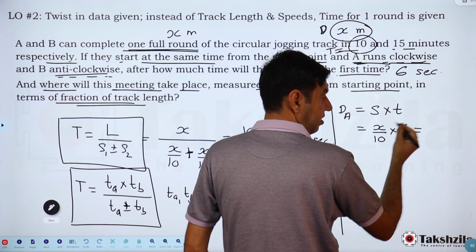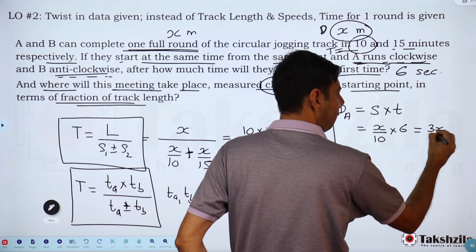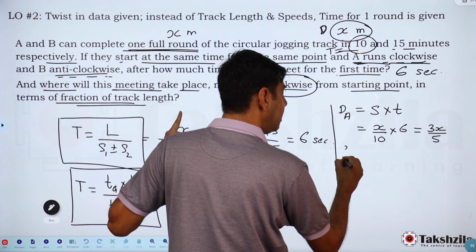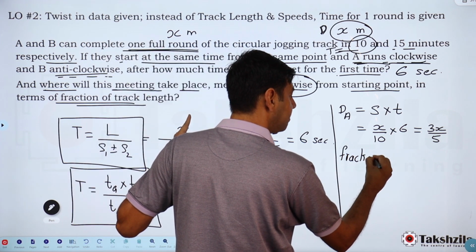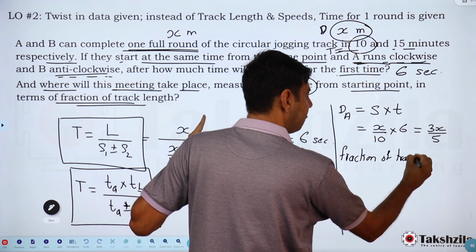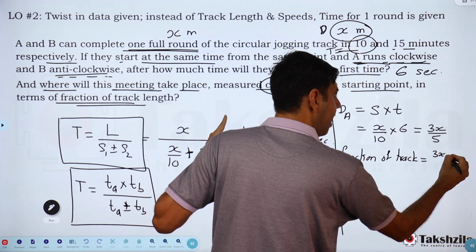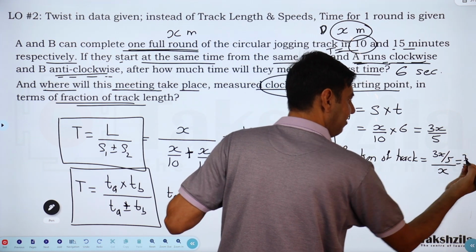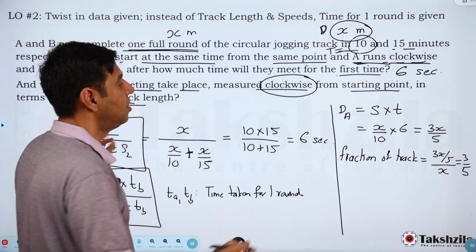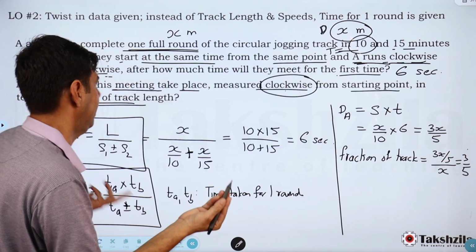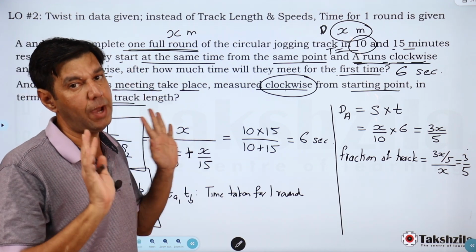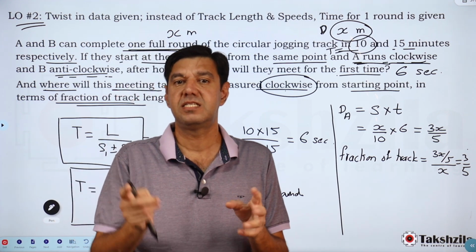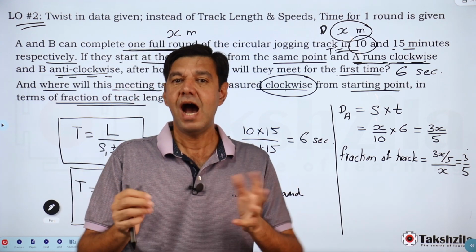This will cancel out with a 2, giving 3x by 5. But now, 3x by 5 is the distance he runs. What is it as a fraction of the track? The fraction of the track is nothing but this 3x by 5 divided by the track length x, and x cancels and it becomes 3 by 5. Simple, straight, right? So this much fraction measured clockwise is the answer to this. So that is two very basic learning objectives done. And now we will see what makes circular tracks tough and how you unravel the mystery.